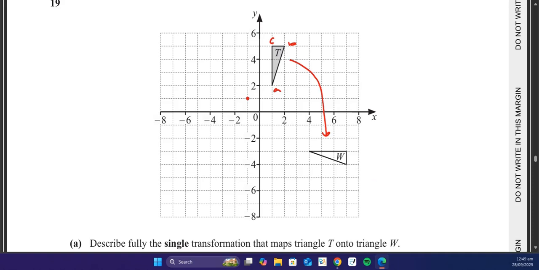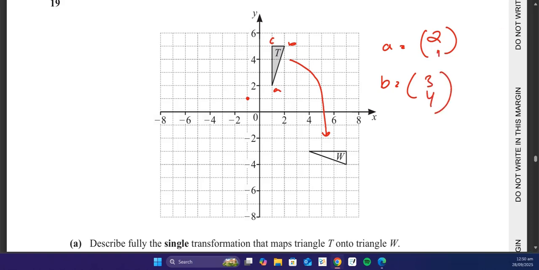Okay, so point A is 2 units from the center, and it's 1 unit up, so 2, 1. All right, point B is 3 units and 4, which just means 1, 2, 3, 4, and 1, 2, 3.